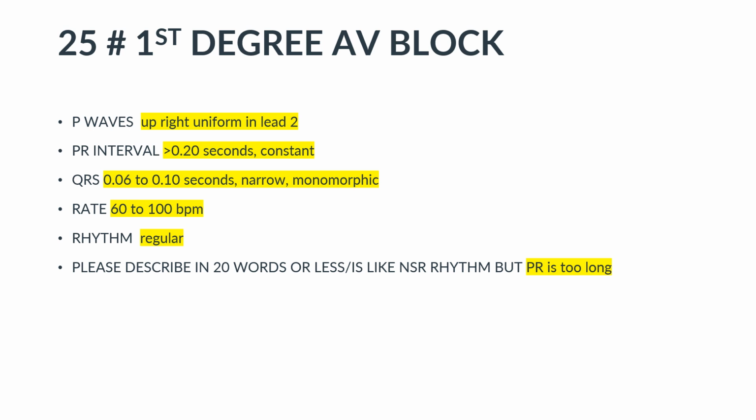So P waves upright and uniform in lead 2, PR interval 0.2 seconds or longer, and that's going to be constant. QRS, remember, we're not affecting the His-Purkinje system, so your QRS is 0.06 to 0.10 seconds, narrow, monomorphic. The heart rate is 60 to 100 beats per minute if it's normal sinus rhythm, and it's going to be a regular rhythm. And as I said, it's going to look just like normal sinus rhythm, except the PR is too long.